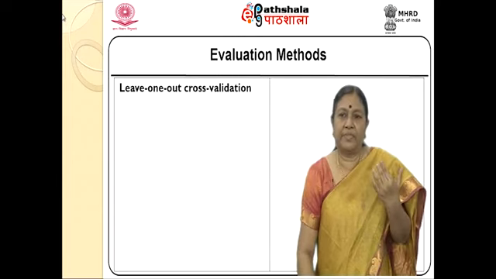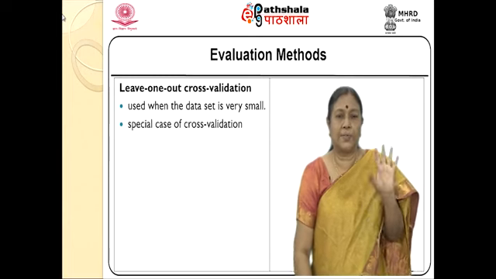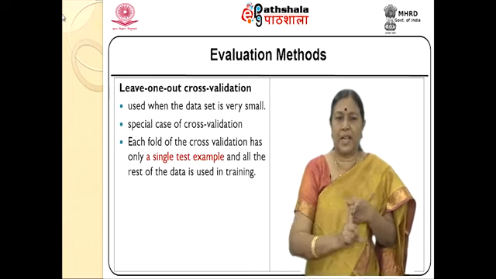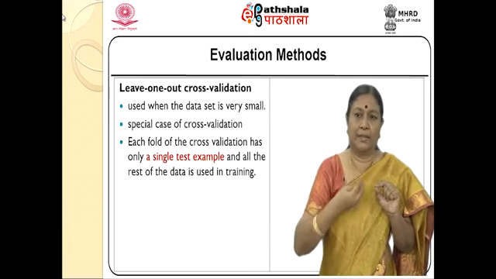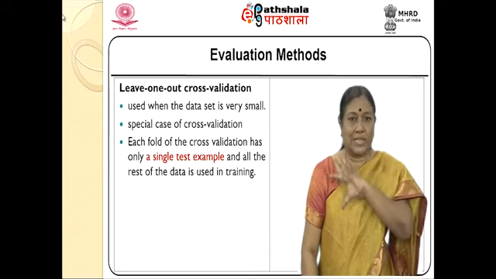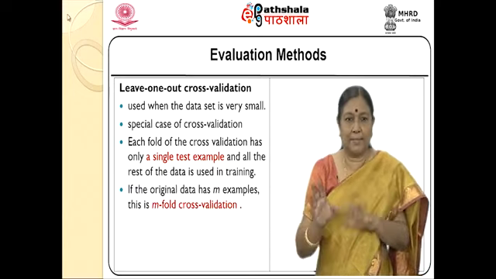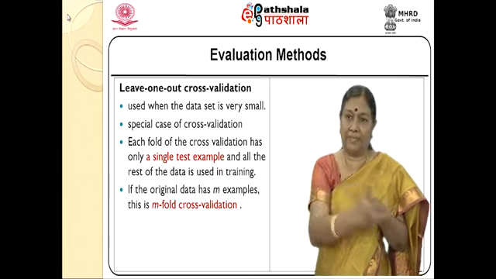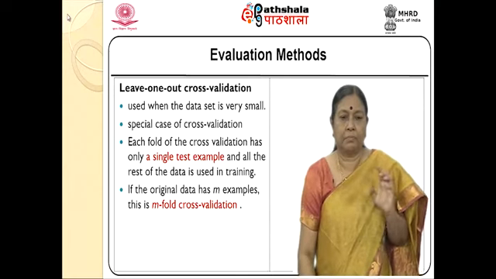Then you have leave one out cross validation, used when the data set is very small. It is a special case of cross validation, where each fold has only one single test sample, and the rest is used in training. There we used a set, here we used one. So, if the original data has m samples, you will have an m-fold cross validation, because every sample will be left out, trained, tested, left out, trained and tested.